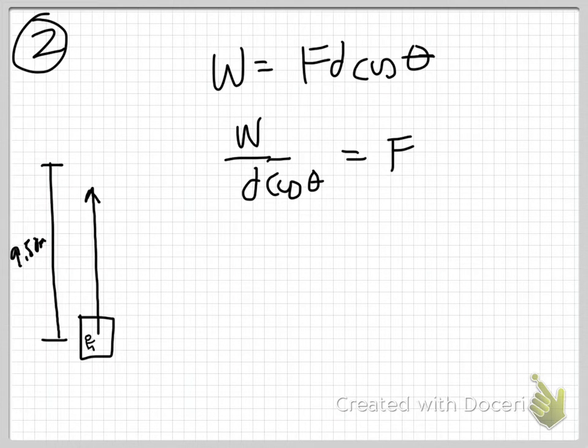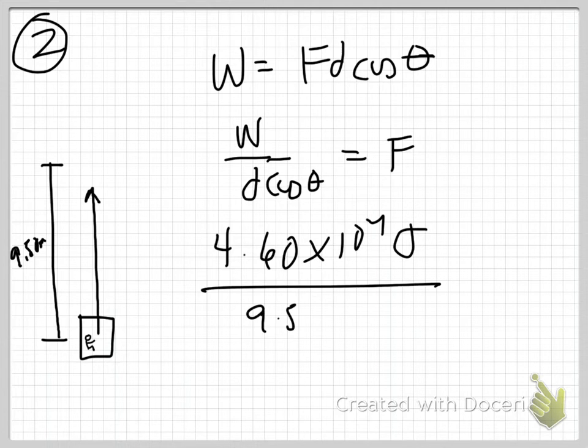And in this case, of course, again, the winch is pulling the box and the kid straight up. The kid and the box are moving straight up. So the angle between the force and the displacement is 0. So work divided by d cosine theta equals the force exerted on the poor little kid who you put in a box. What are you doing, you monster? 4.60 times 10 to the fourth joules divided by 9.50 meters times cosine of what? 0, which is 1.